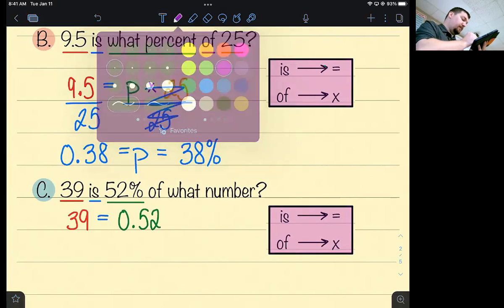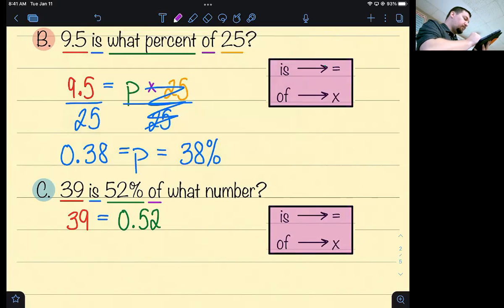Underline the word of. Aiden, what does the word of mean? Multiply. And then we're back to number. It says what number. So underline where it says what number, and we're going to use an N again. And there's our equation. Literally, step by step, we're constructing this equation from the sentence we were given.